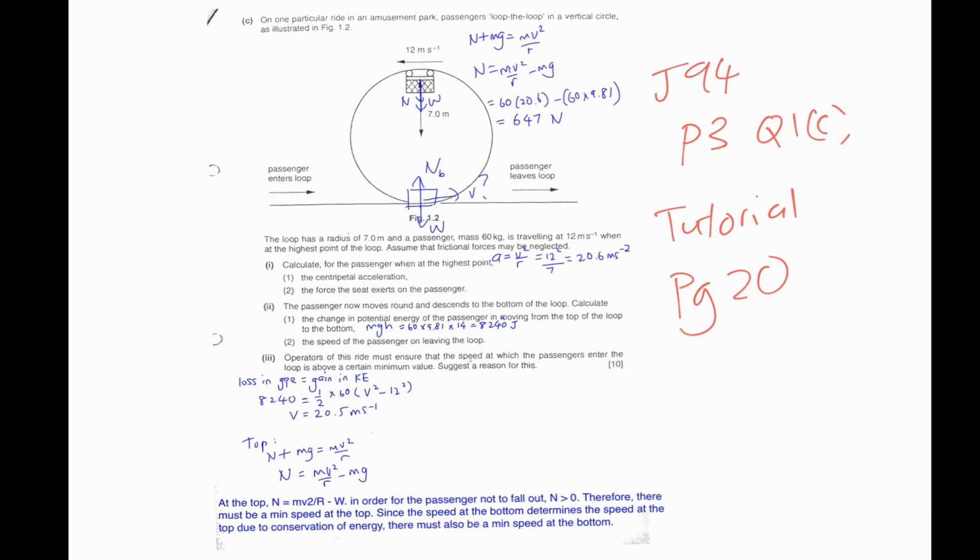But the good news is v squared over r you calculated as 20.6. So no need to calculate separately. So 60 times v squared over r minus mg. That will become your normal reaction force.